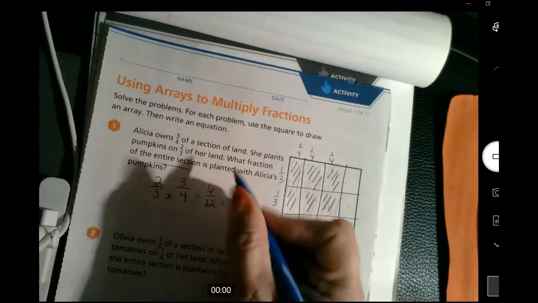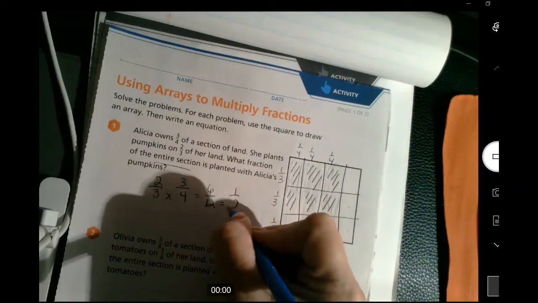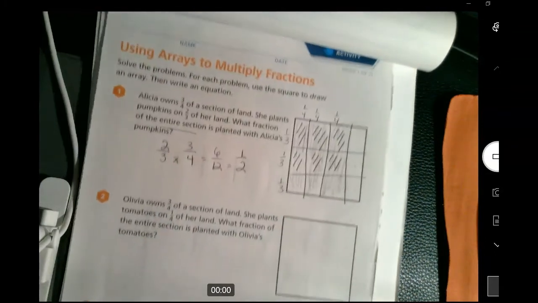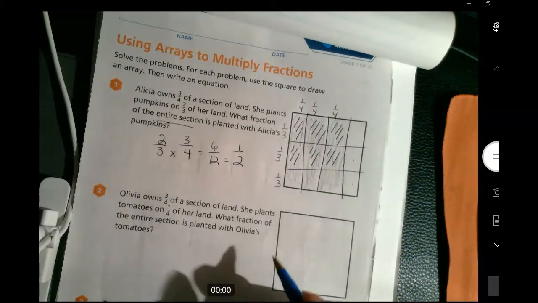And some of you are already saying, oh, but Mrs. Salyer, this reduces to the final answer of 1/2. Okay, let's go on to the next one.